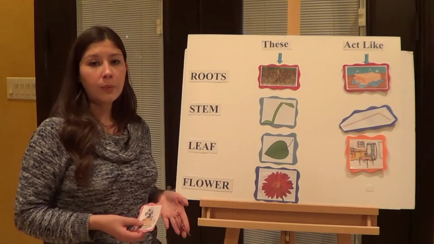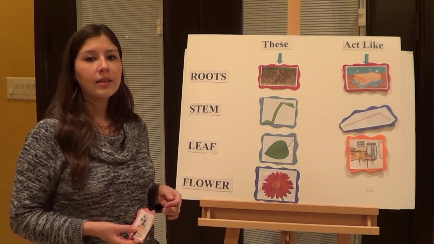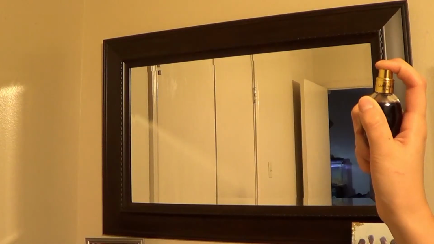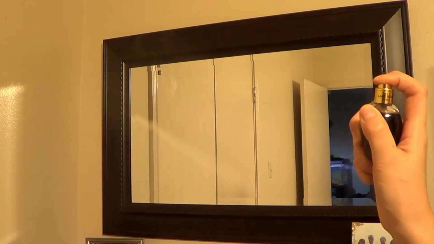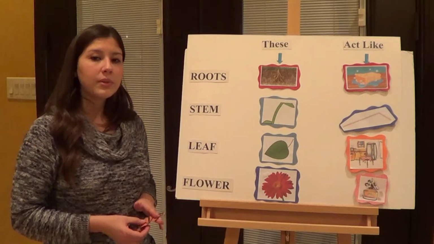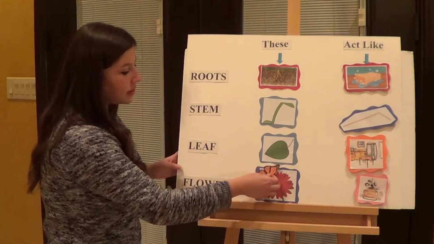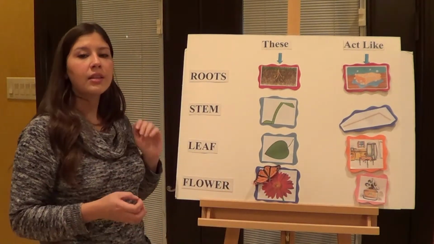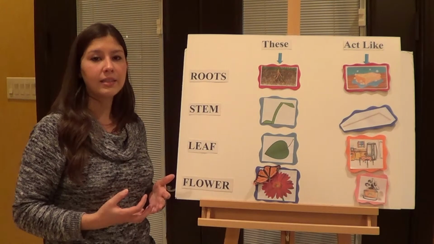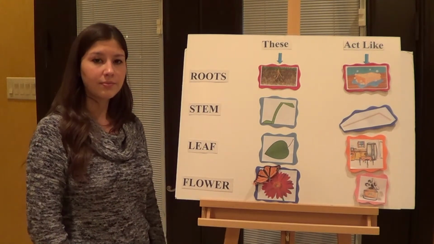An easy way to help you remember what the flower does is to think of perfume. Both perfume and flowers smell sweet. That sweet smell is what attracts the bugs to come and land on them so that they can go and create fruits and seeds which make new plants.